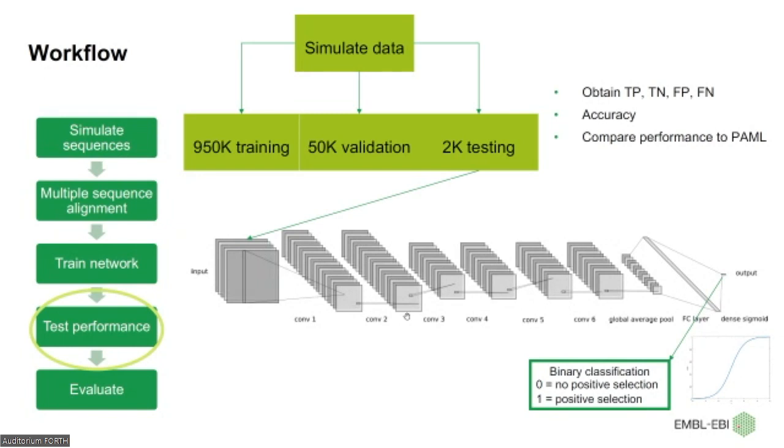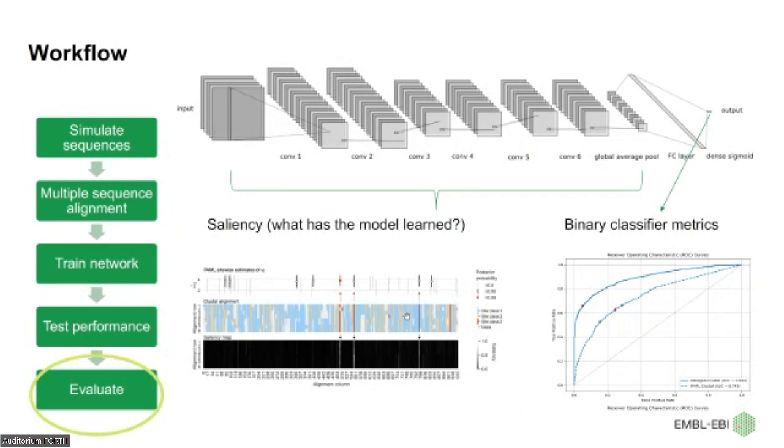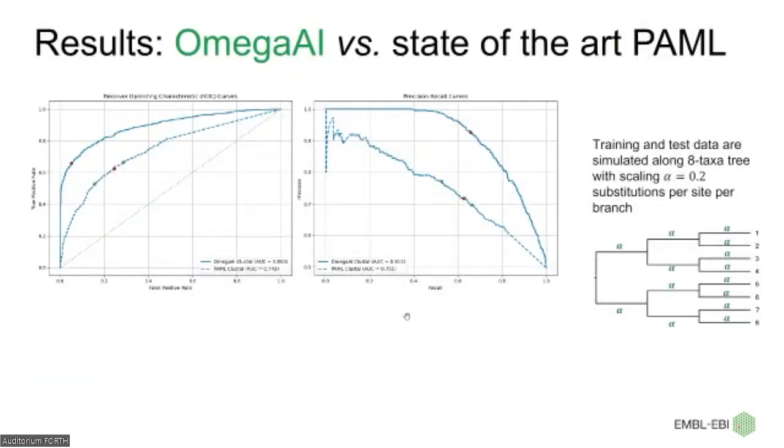Once we've trained the neural network, we can then test it with our test data, obtain some classification metrics, and we also use that same test data and evaluate it with PAML to compare the two methods. And then once we've done that, we can look at some results, which we're going to do now. Okay, so here I'm showing you results for what we've been referring to as our baseline parameters.